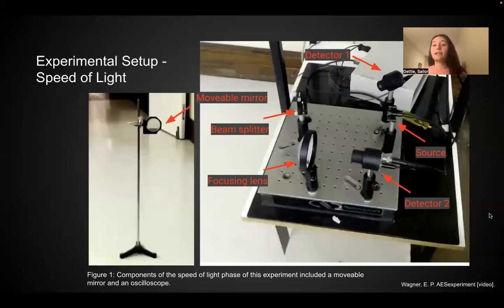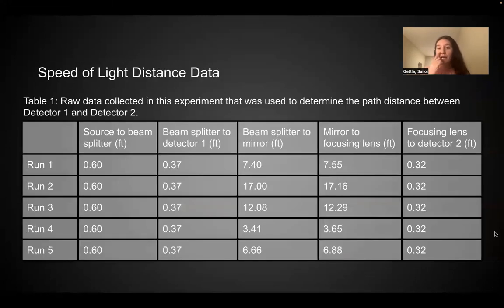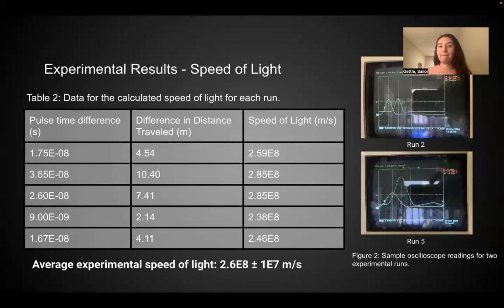In the speed of light phase of this experiment, a laser was pointed from the source towards two detectors via the use of a beam splitter, a movable mirror, and a focusing lens. And as we see in this slide, several measurements were taken of the distance between these different pieces, which would be important for the speed of light determination.